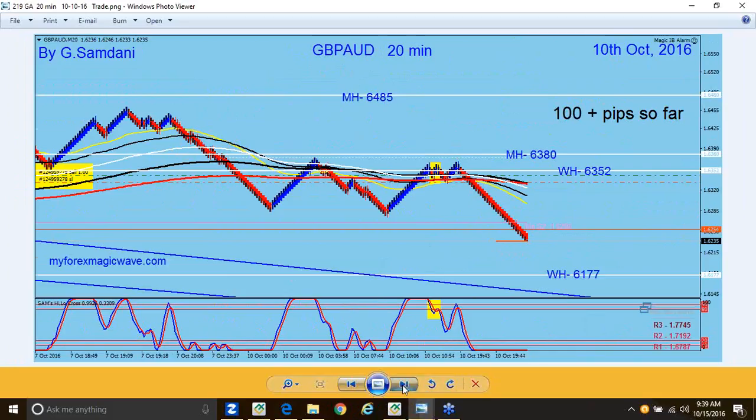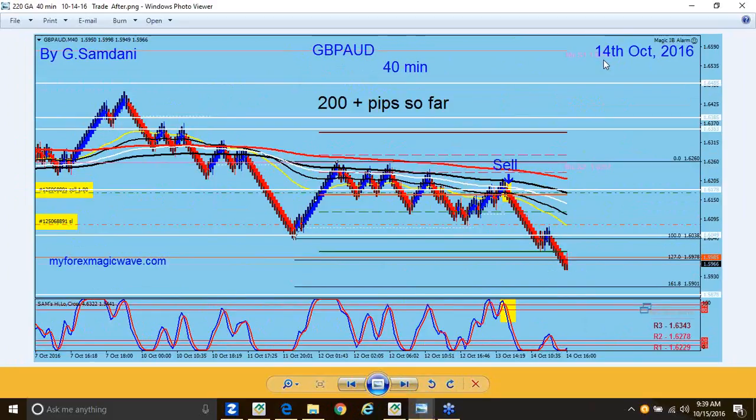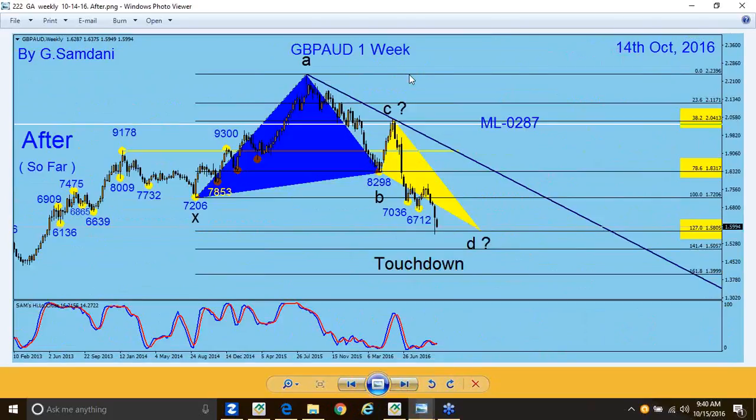I just showed you this one already. And then this is Pound Aussie on the 14th, and the 200 pip drop from here to here. And this is the final chart that we have on Pound Aussie. So this is what happened to Pound Aussie from here to here.